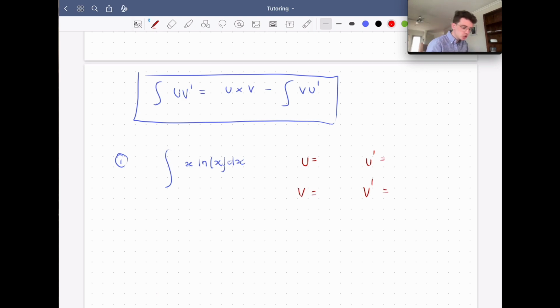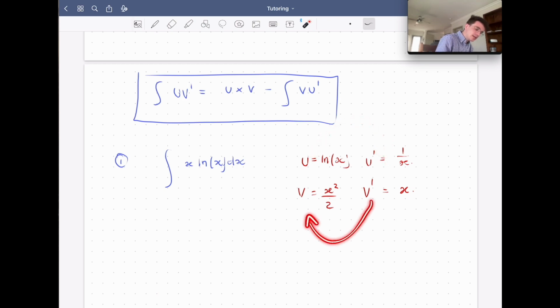Okay. Now the information we've got is u and v dash. Now we've got to decide what do we want u to be and what do we want v dash to be. Now I know that it's very, very easy to integrate and differentiate x, but it's harder to integrate ln x. So we're going to make u ln x, and that would make u dash 1 on x. Now we're going to make v dash our x, because we can easily integrate this, and we're going to get x squared on 2. So from here to here, we're differentiating, and from here to here, we're integrating.